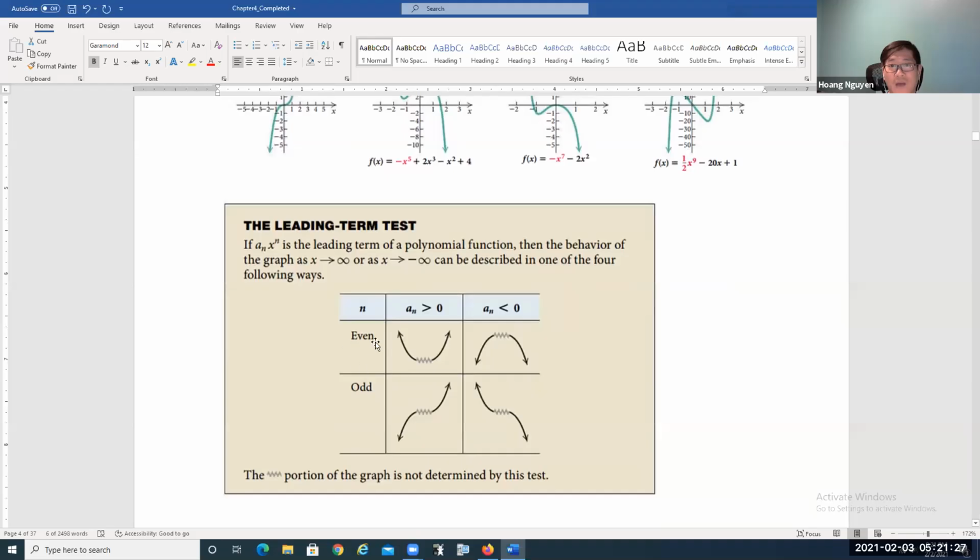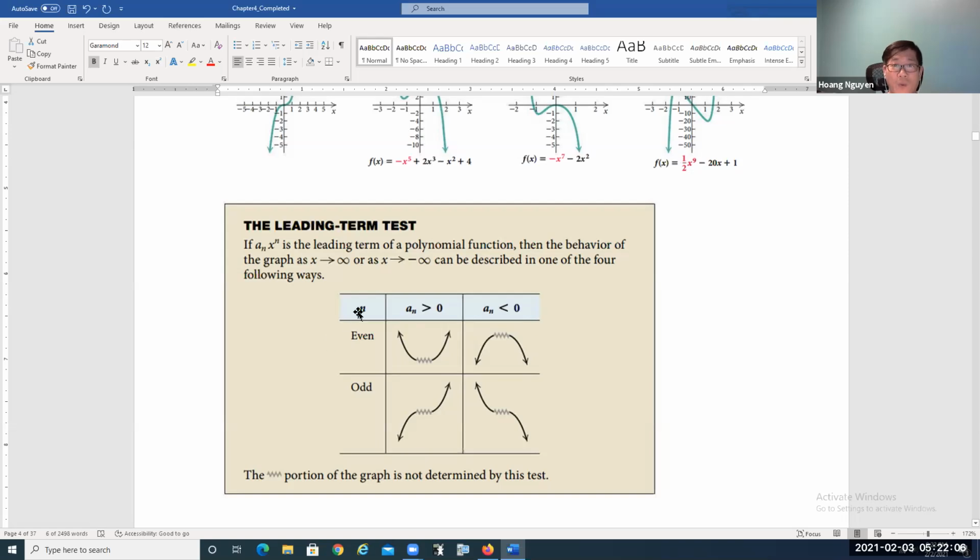Okay. So now let's talk about the case when the degree of the polynomial is even. After we know that the degree of the polynomial is an even number, now you have to take a look at the leading coefficient. If the leading coefficient a_n is more than 0, you can say that it's going up on the left and it's also going up on the right. They are both rising up to the left and to the right, if n, the power or the degree of the polynomial, is even and the leading coefficient is positive.